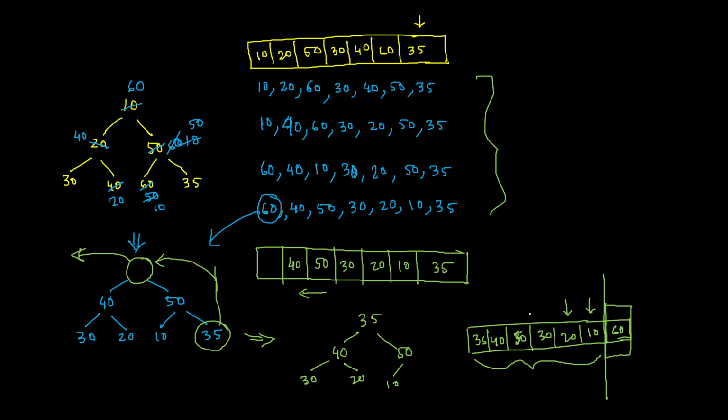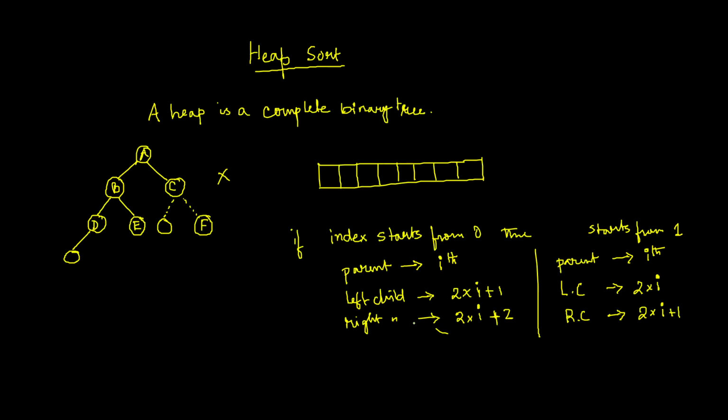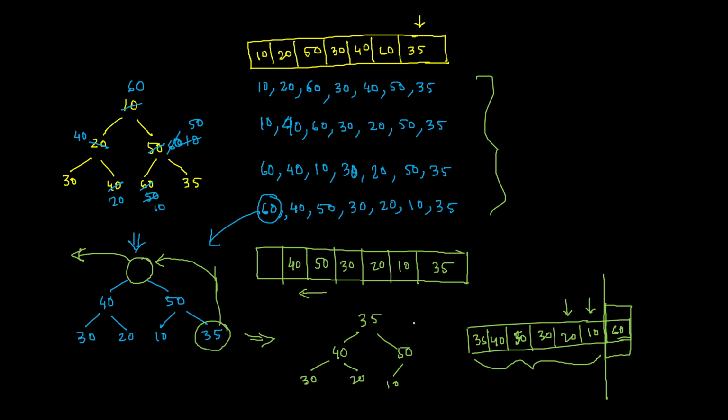So you see, now among these 40 and 50, 50 is greater, so naturally 50 will be checked with its corresponding parent, and we will find that 50 is greater than 35, which is not expected. So that means what will happen? We will have a swap between 50 and 35. So what will happen over here? Let's continue over here.